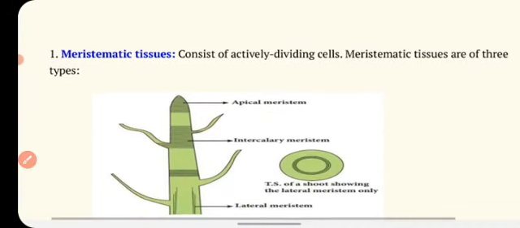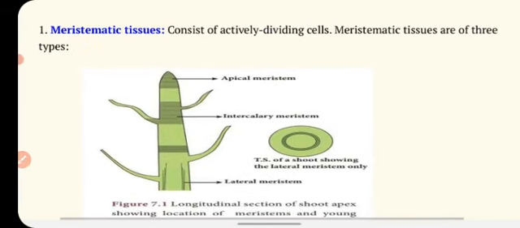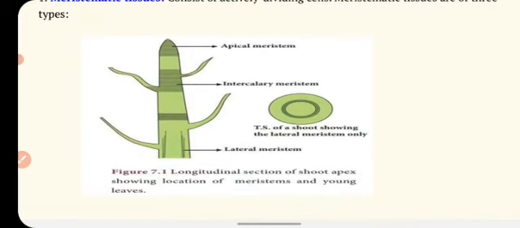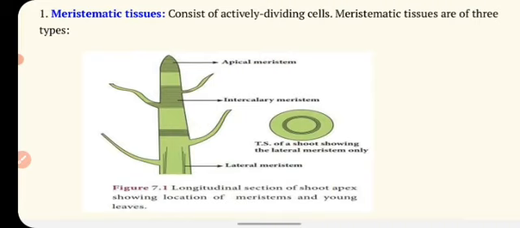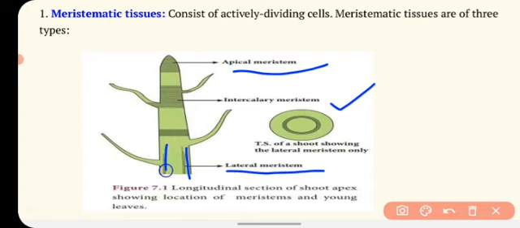The tissues which have actively dividing cells are called meristematic tissues, and they are of three types. On the basis of the location and position in the body of the plants, what are these three types? The first one is apical meristem, second one is intercalary meristem, and third is lateral meristem. Apical meristems are found on the tip of the root and shoot. Intercalary meristem is found in the nodes and internodes, and lateral meristem are found on the side of the plant's body.